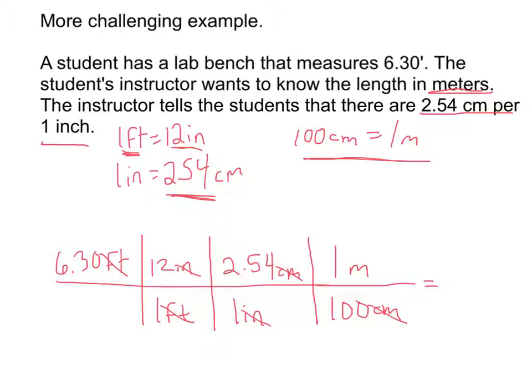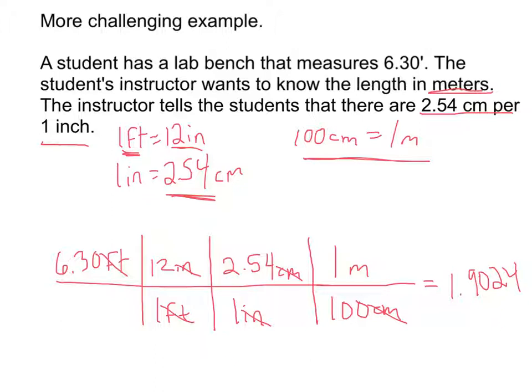So 6.3. Mathematically, we take the given, multiply it by 12, multiply by 2.54, divide by 100. I don't really do anything with the ones because multiplying or dividing by 1 doesn't change anything anyhow. So we have 1.9024. Now we have two things we need to do.